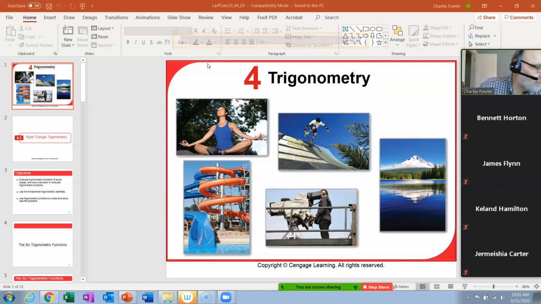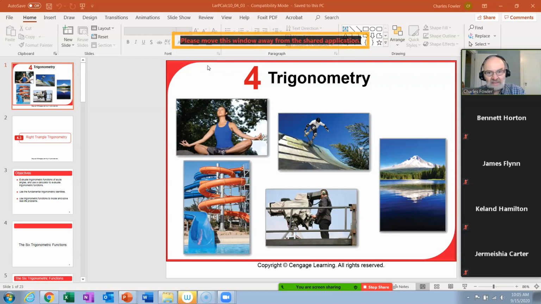Okay, so let's see where we are. That's what I was starting to do before. We're on example 7 on page 281. So let's see if we can find that. Yes.